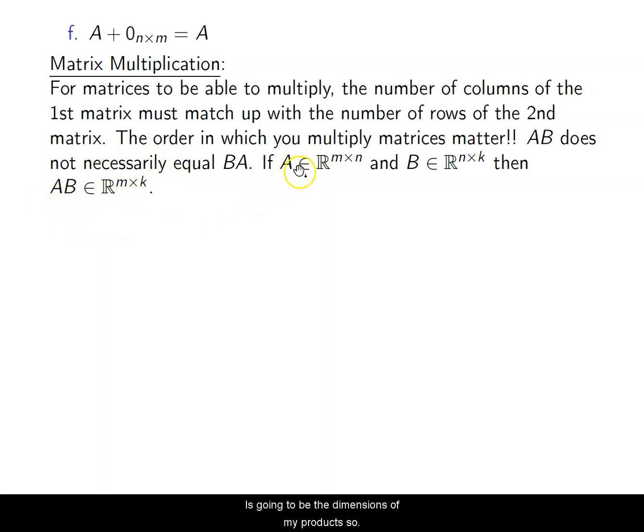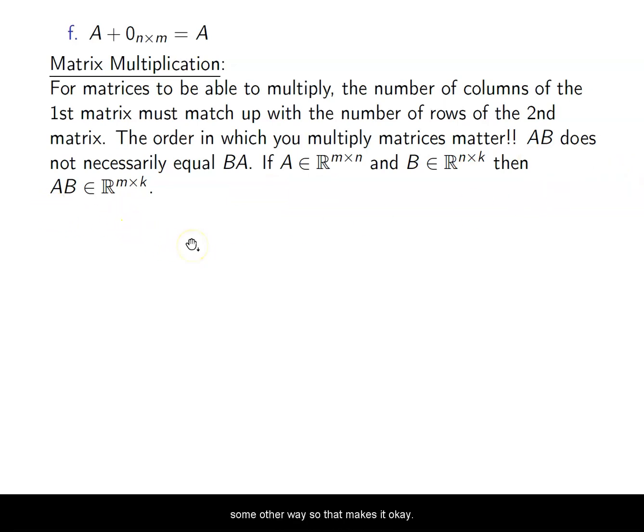Okay, so A times B, the inner dimensions match up, right? The number of columns here, the number of rows here match up, so that when I multiply A times B, the result is the outer dimensions, right? The m and the k, right? The two outer dimensions is what the product is, and in order to multiply them together, the inner dimensions have to match up. Okay, so this is the formal way of writing this.